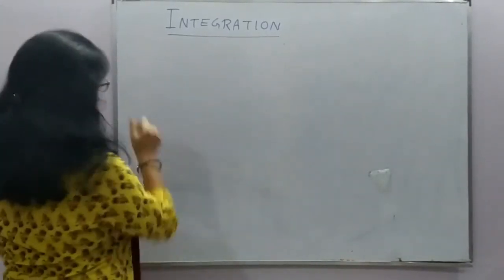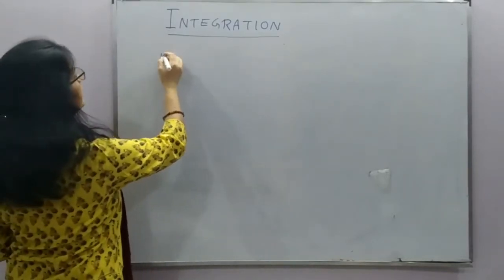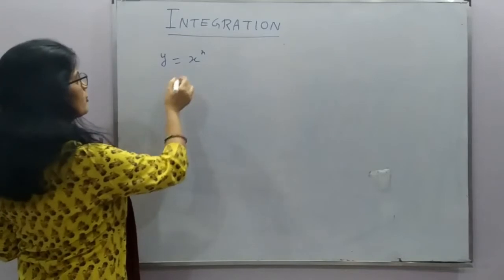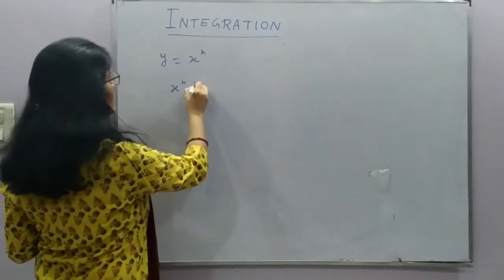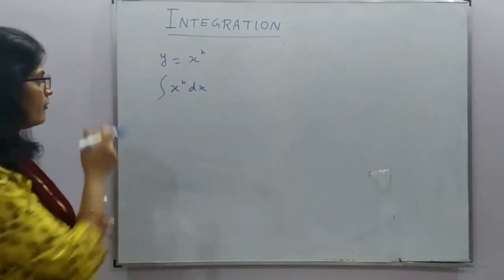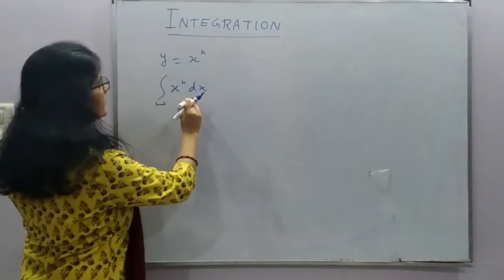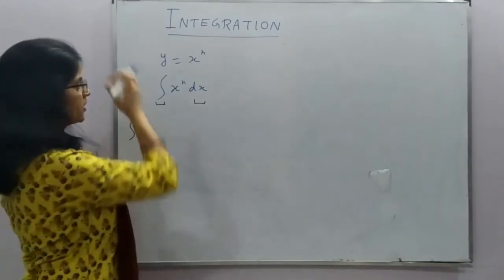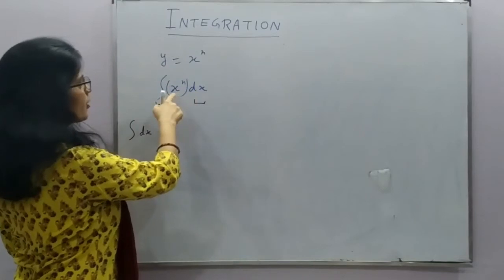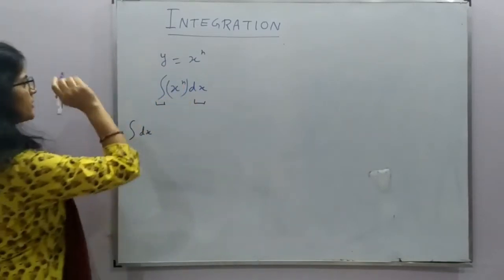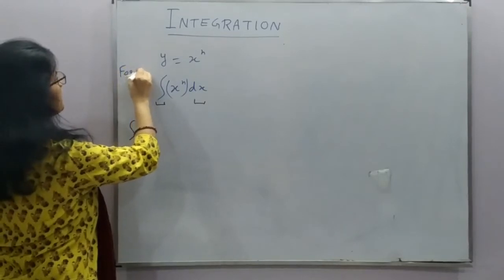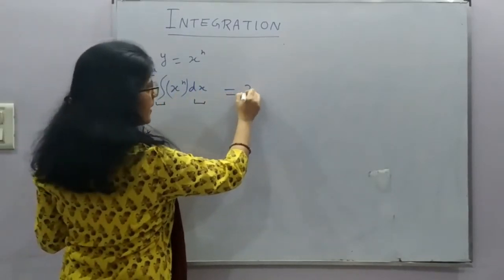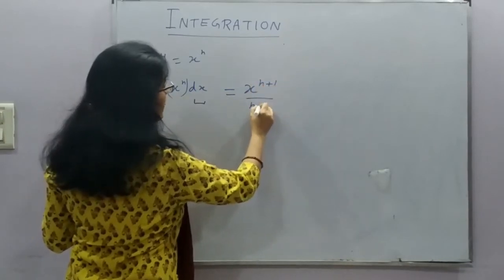Now, let's take the basic formula. If y is equal to x to the power n, and I want to integrate x to the power n dx, this shows the operation of integration. This is the simplest formula: the integration of x to the power n dx is given by x to the power n plus 1 upon n plus 1.